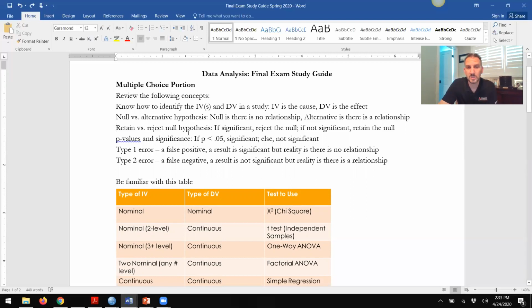This next one, p-values and significance. If p is less than 0.05, that means it's significant. Anything above 0.05 or exactly 0.05, it is not significant.